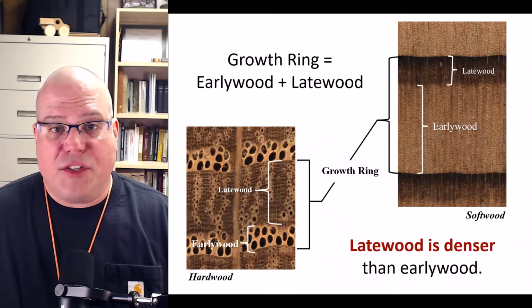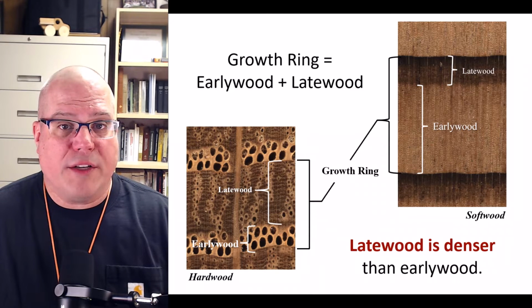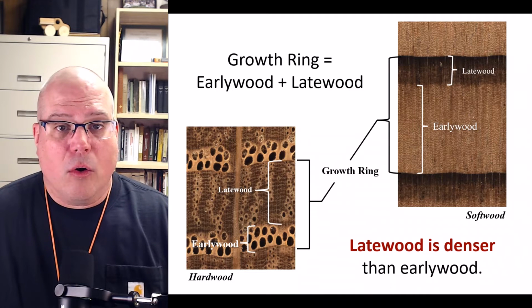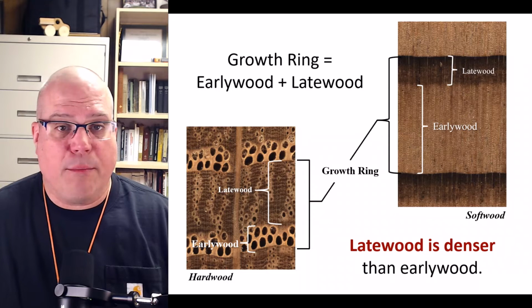A growth ring has two parts: the earlywood, which grows in the first part of the growing season, and the latewood, which grows in the last. One band of earlywood plus its adjacent band of latewood equals one growth ring. Earlywood and latewood look different in hardwoods like oaks and softwoods like pines.